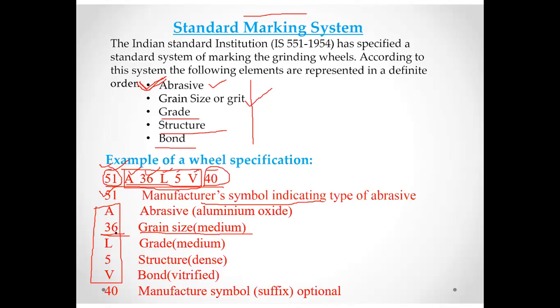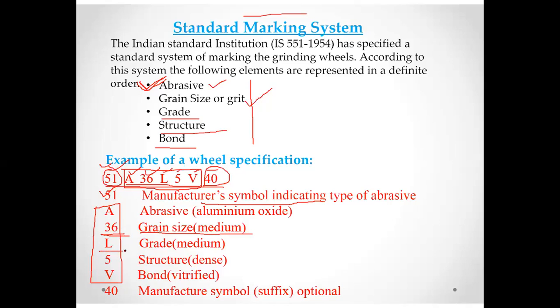It's not medium. 36 means medium. Last class we saw that up to 30 is considered coarse grain, or bigger grain. From 30 to 60, we consider it medium. Above 60 is considered fine grain. So based upon this number, you can come to know which kind of grain, what size of the grain particles, is available in that grinding wheel.